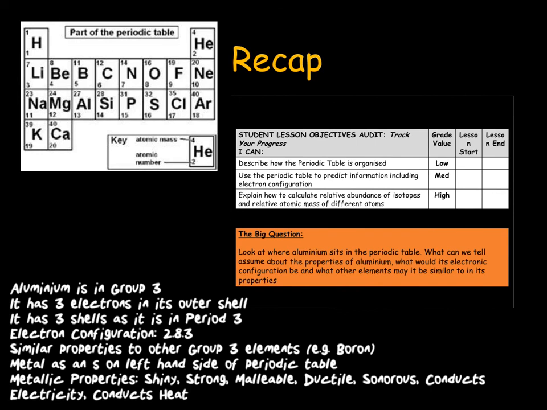As aluminium is in group 3, it would have 3 electrons in its outer shell. It would also have 3 shells as it sits in period 3. This would mean that its electron configuration would be 2, 8, 3. It will be similar to the other elements in group 3, for example, boron. It is also a metal, as it is found on the left-hand side of the periodic table. This would mean that it would act like a metal, it would be shiny, it would be able to conduct electricity and heat, and it would be ductile and malleable.